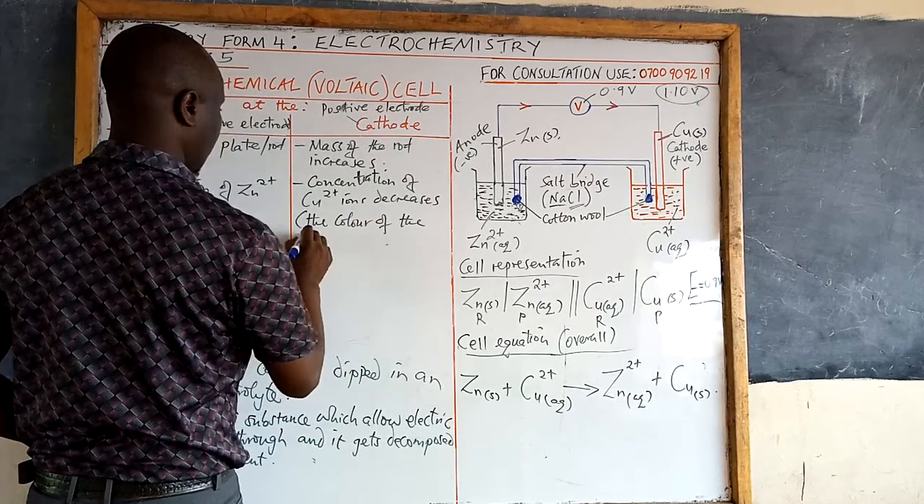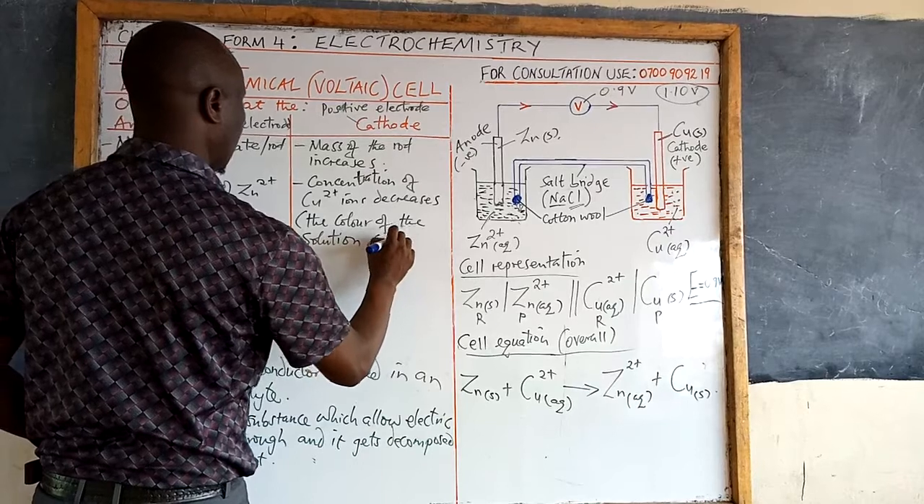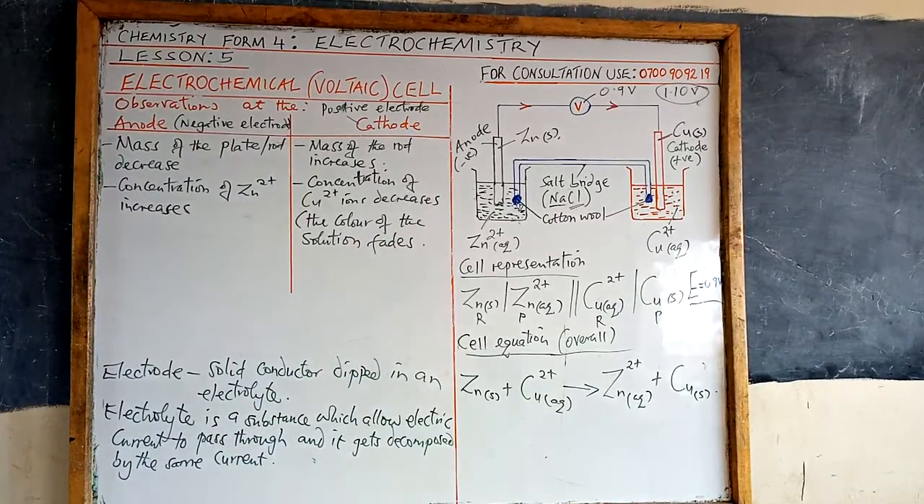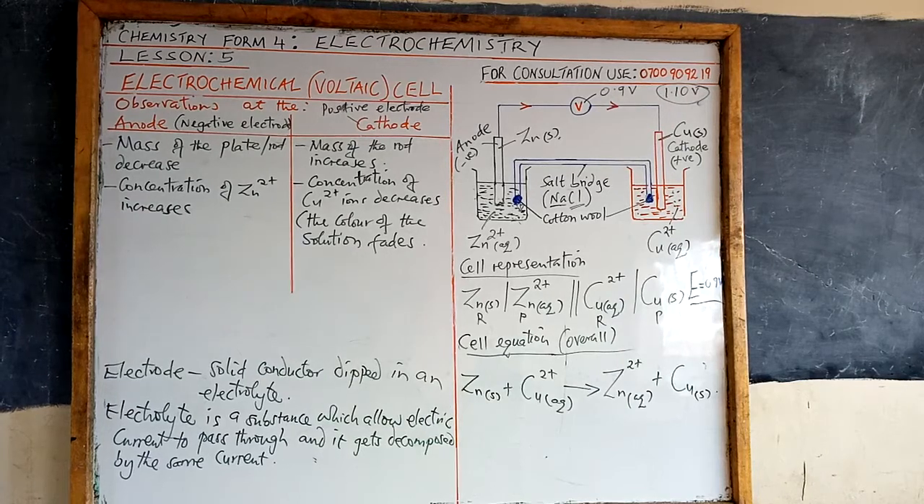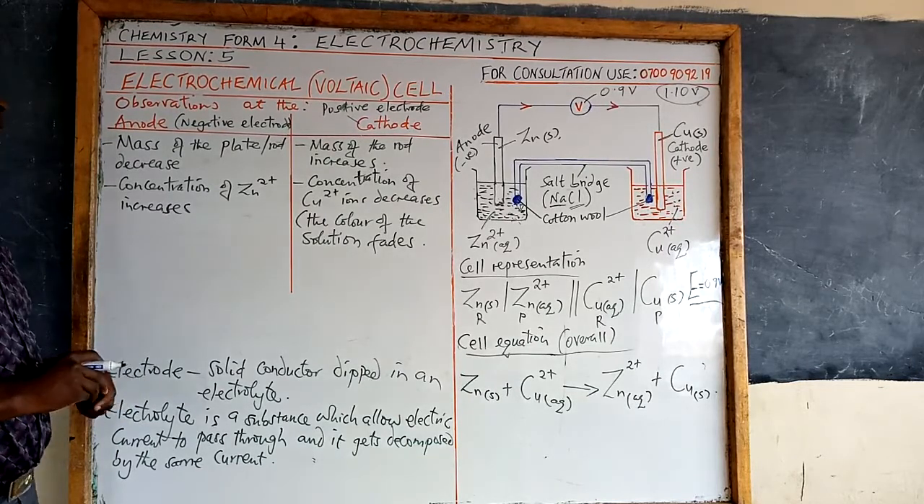The color of the solution fades. So the color of the solution is going to fade on this other end. So those are the observations that you are going to make. In this case, this will be the observations that will be made.